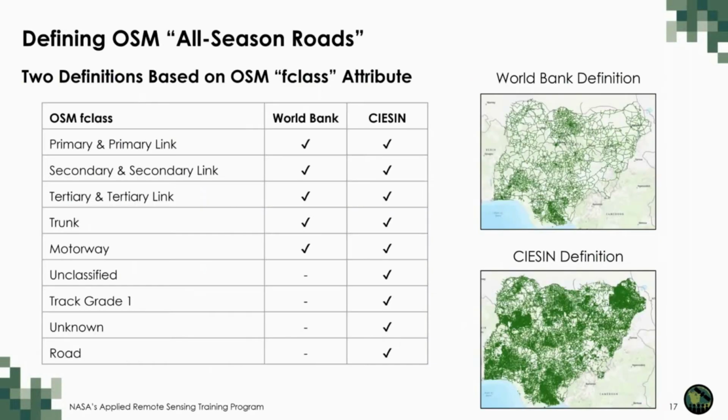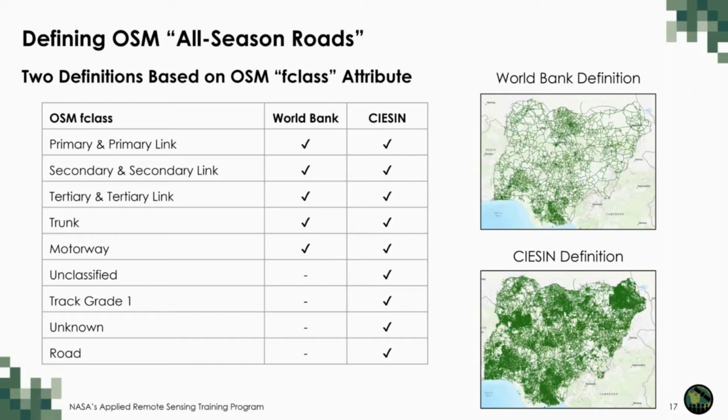As mentioned previously, there is no global dataset of road condition information. In order to define all-season roads, we use the F-class attribute in the OSM data, which represents the functional class of the road. While it is more an indication of the importance of the road rather than condition of the road, we use it here as a proxy, as did the World Bank for 3 countries for which they used OSM data.